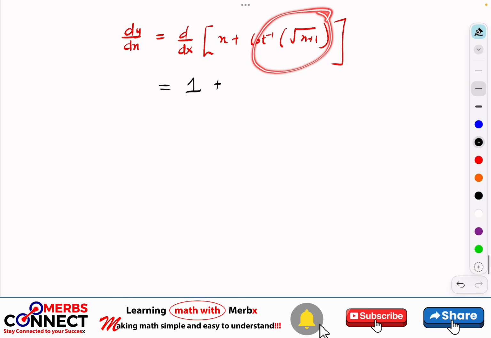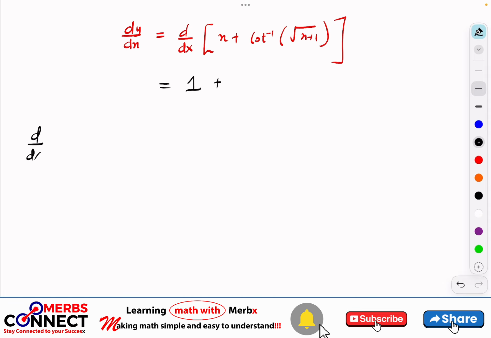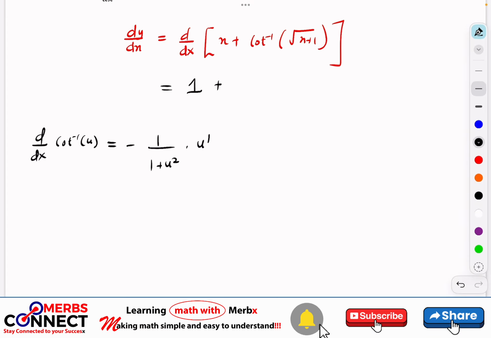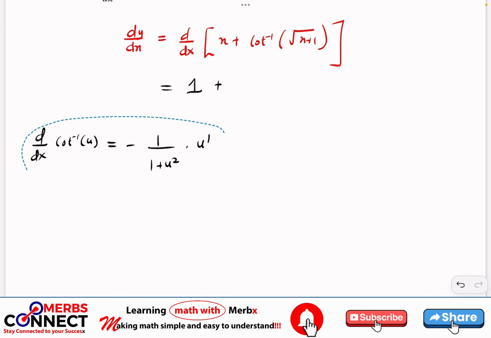So let's go again with our general rule. You see that right now I can even do it without using the general rule, right? Because I have been writing it a lot. So I always remember that, okay, this is what we are just going to do. So let's see what we are going to do here. I'm going to have this one equal to minus 1 over 1 plus u squared times u prime. Beautiful.